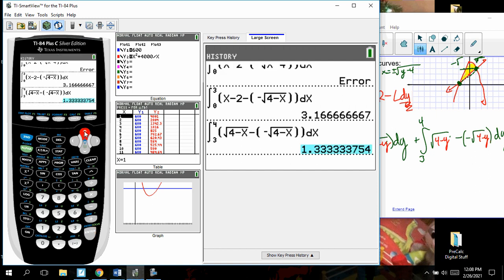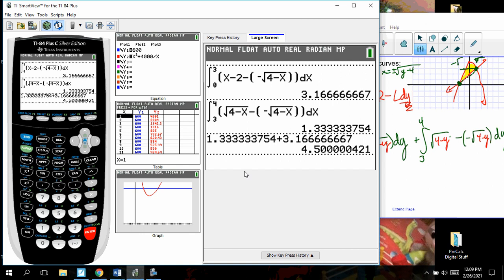Okay, and then we got to put those together. So that plus that thing. Okay, and it's off a little bit because I didn't put it all as 1. So, but that's okay. There's your 4.5, accurate to 3 decimals.